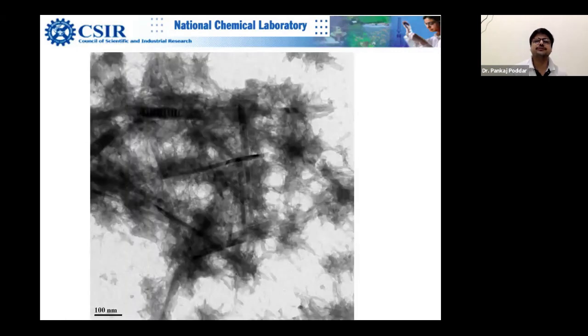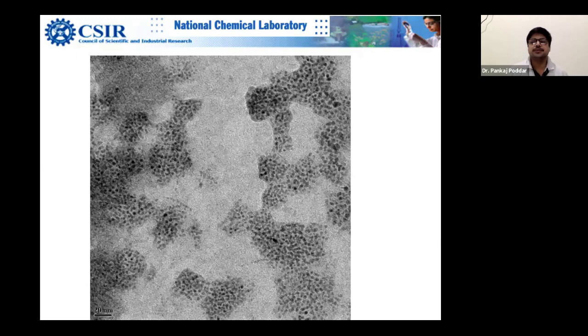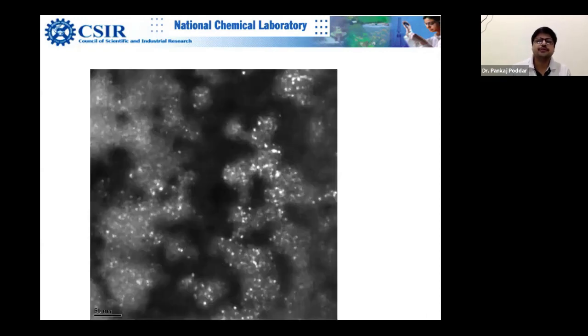After 120 hours, you can see more and more damage. What you see in the background is a lot of aggregated protein, because a lot of protein secretion happens. And further, you can see this scale is 20 nanometer. So finally, those rods are broken down into quasi-spherical particles here, and the size is much smaller. And this is the dark field transmission electron microscopy image, which shows that these particles are highly crystalline in nature.